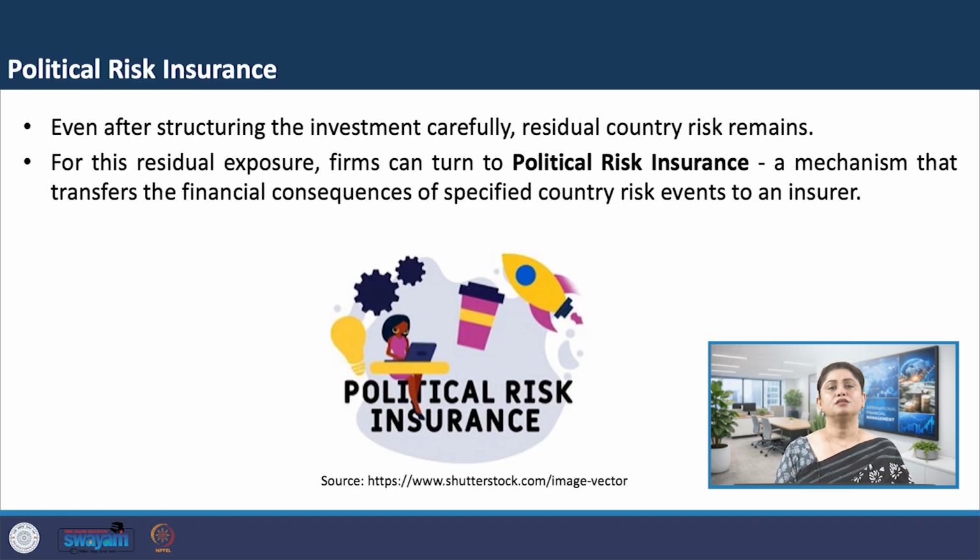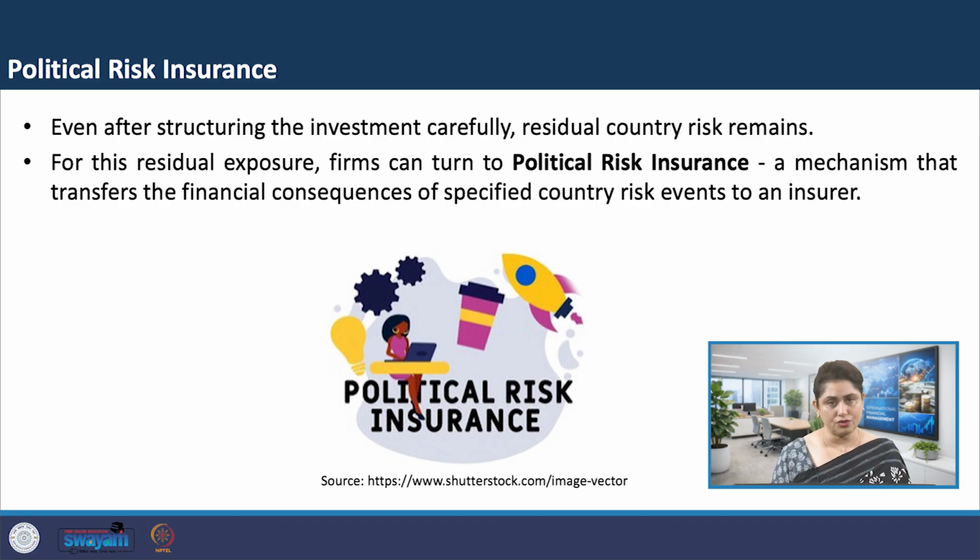Even after the most careful pre-investment structuring, like local equity, local borrowing, joint ventures, and international integration, some residual risk will always remain. No structure can fully eliminate the risk of sovereign action or host government action. For this residual exposure, firms can turn to the third pre-investment strategy, and that is political risk insurance.